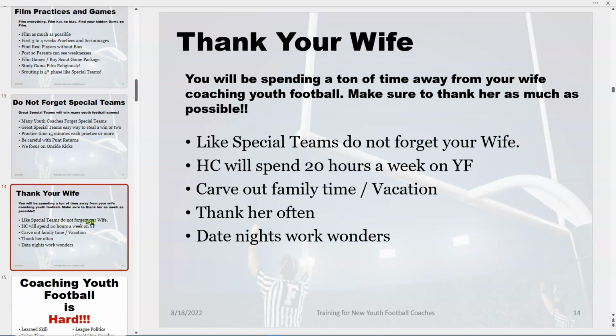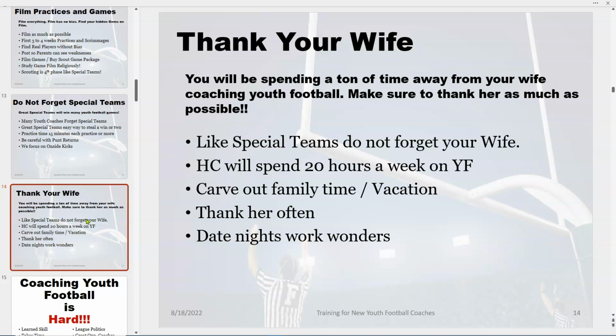Lastly, and most importantly, rookie coaches, thank your wife. I spend an inordinate amount of time coaching youth football during the season. Now I'm a geek, but even if you're not, you're probably going to be at 10, 15 hours a week coaching youth football. So make sure you thank her as much as possible because you will be away from home. You'll get into it. So like special teams, don't forget your wife.